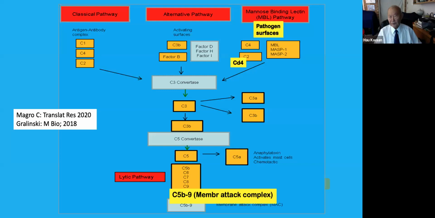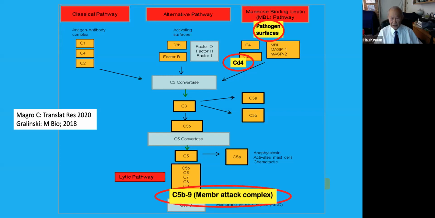Time to turn to other pathways where the hypercoagulability can happen. And this is the complement pathway, familiar to you, the 3 pathways, but I'll just talk about the mannose pathway on the right-hand side. And the marker is in the pathogenic surface, results in activation of CD4, which then carries on the C3 pathway all the way to the formation of C5b, AKA membrane attack complex.